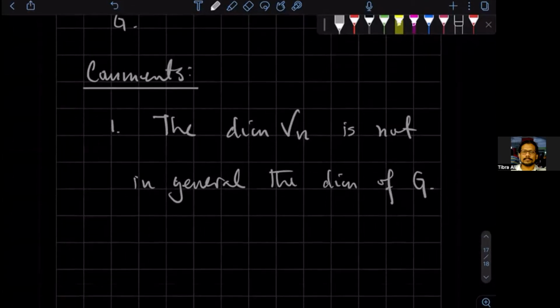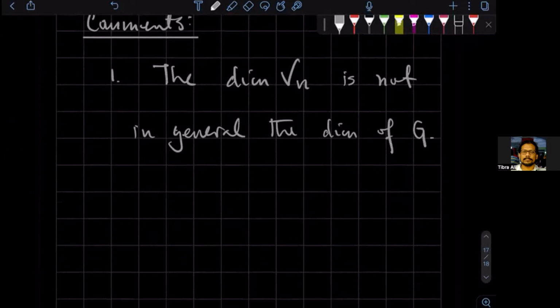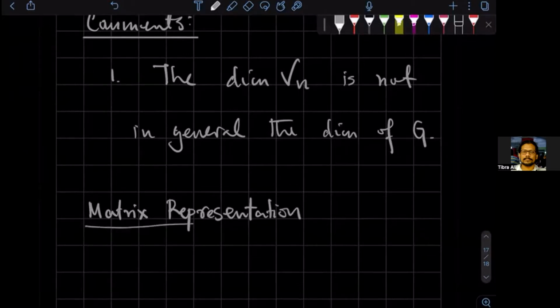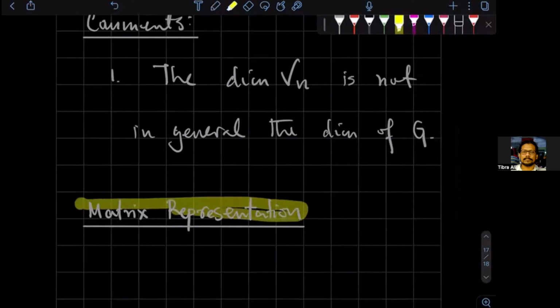Okay, so that was the definition of a linear representation. Next, we come to a matrix representation. And we will spend a lot of time in the rest of this course working out the features of the matrix representations. Okay.